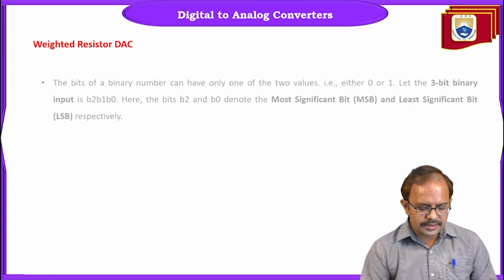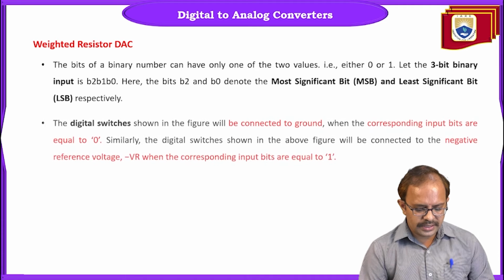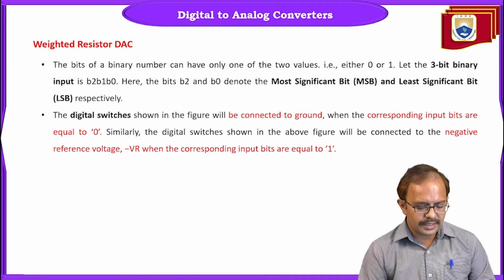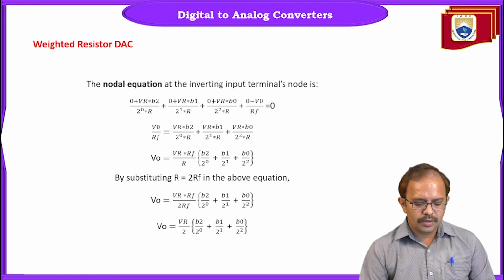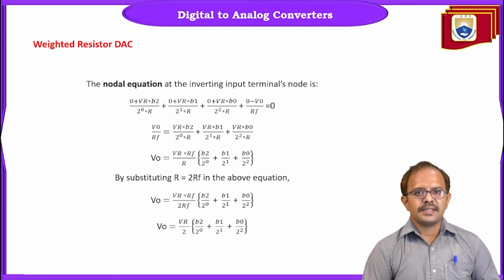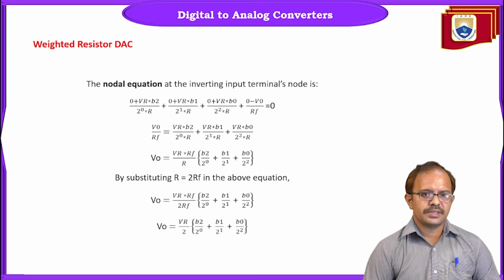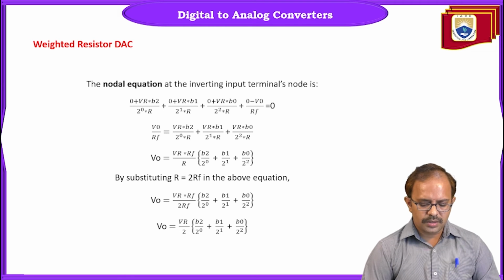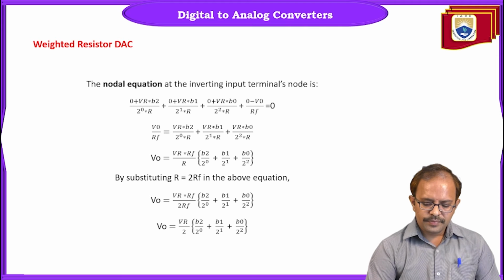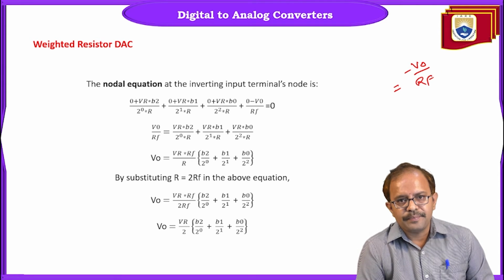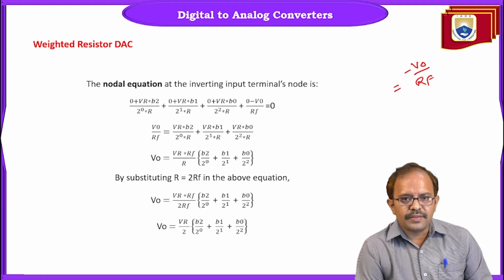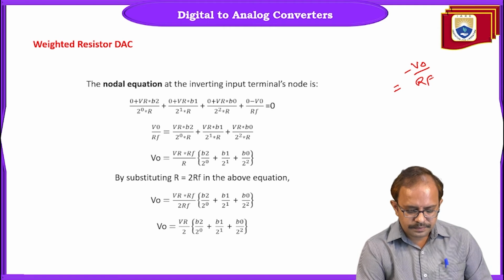So now let us analyze the circuit. This is what is defined: MSB, LSB, considering 3-bit data. Now here I am going to perform a nodal analysis. These are the corresponding expressions you will notice. So what is my output? Output is going to be V0, which is defined as minus V0 by RF. Let us say the output current I0 is defined as V0 by RF.